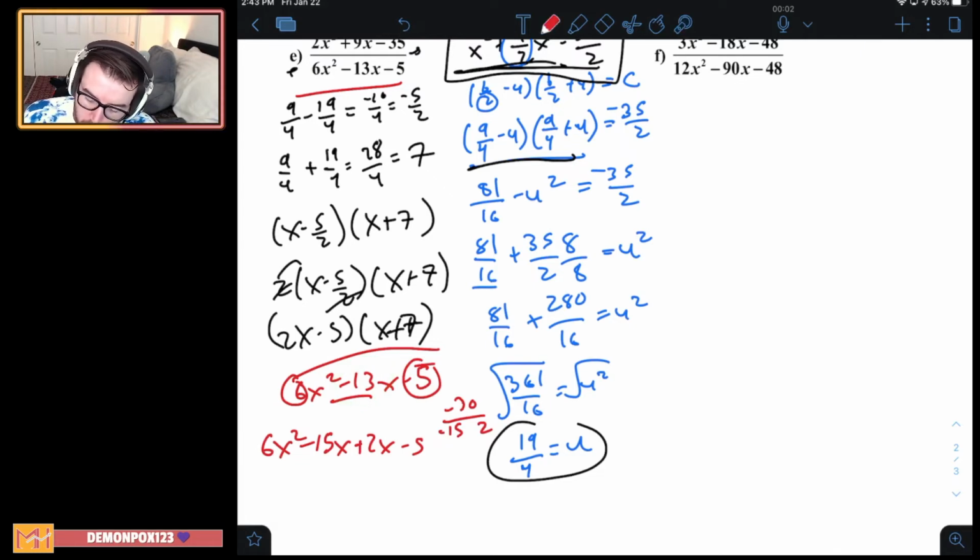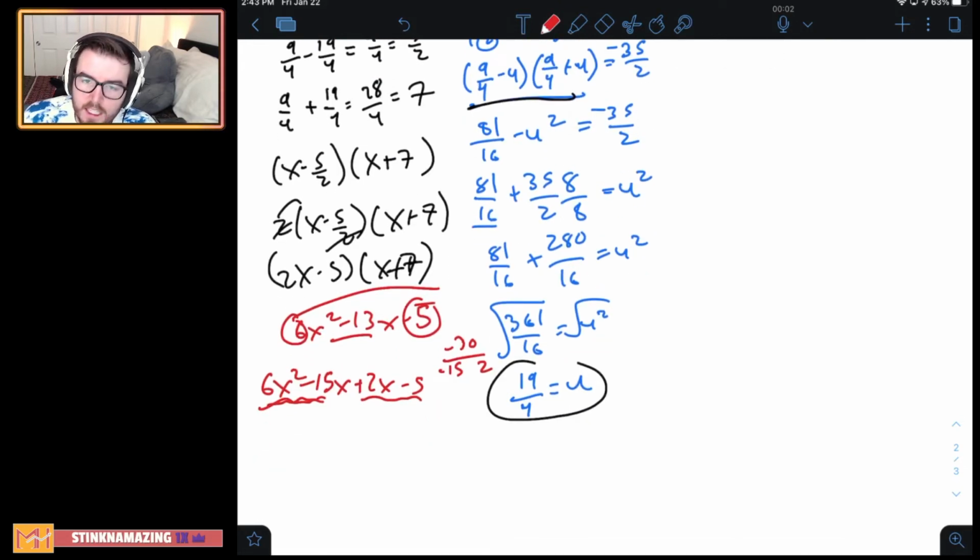And then we look at the first two, and we look at the last two. We look at the first two and say, is there a GCF there? 6 and 15 are both divisible by 3. And x squared and x, they both have an x. And we're left with 2x minus 5. Then you look at the next two terms and say, do they have a GCF? You might look at that and say no, but there's always a GCF. The answer is 1. Sorry.